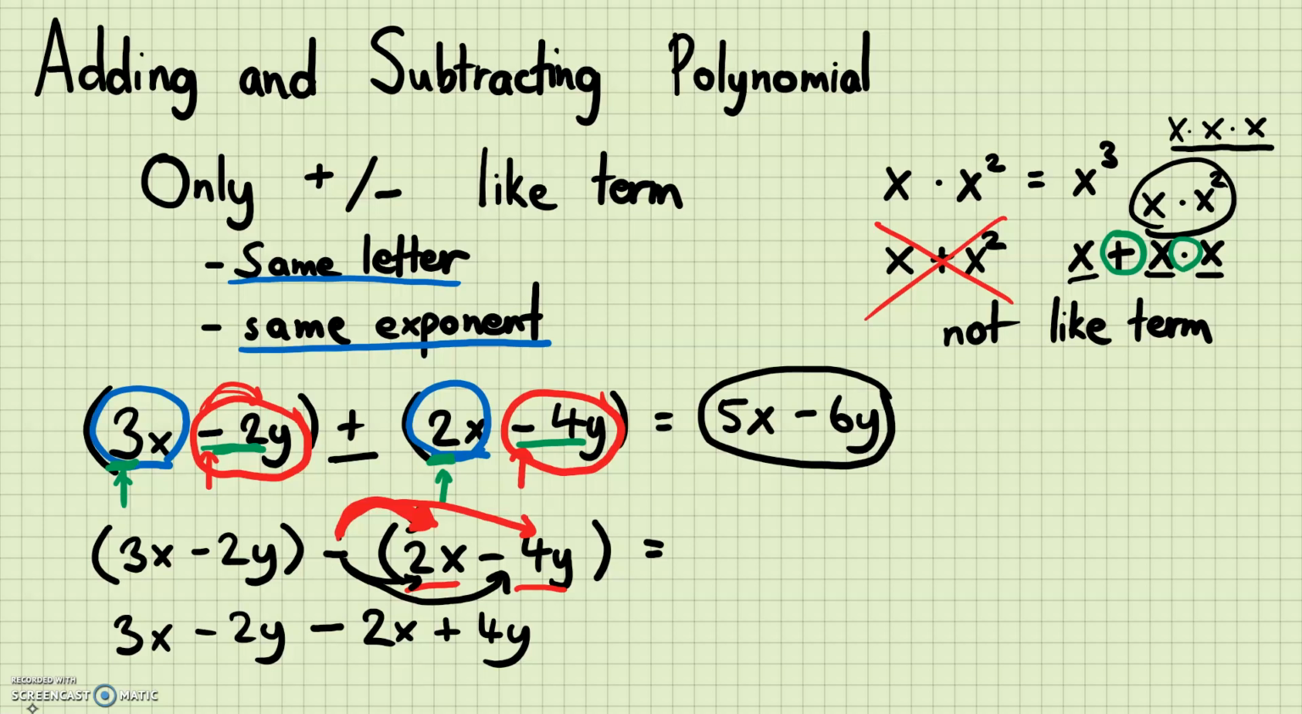Okay, and now you can combine the like terms. So we have a 3x here, a negative 2x here. So that is going to equal just x. And then we have a negative 2y here and a positive 4y here. That is going to equal plus 2y. Okay, we're just adding the coefficients. Negative 2 plus positive 4 is positive 2. So this would be our answer here. Okay, let's try a few more examples.